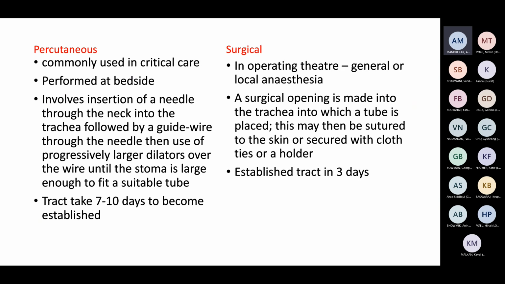Also, other points to highlight in the differences, for example, the stoma tract in percutaneous takes longer to be established. It will take up to 10 days in the percutaneous, whereas in the surgical tracheostomy it will just take up to 3 days.